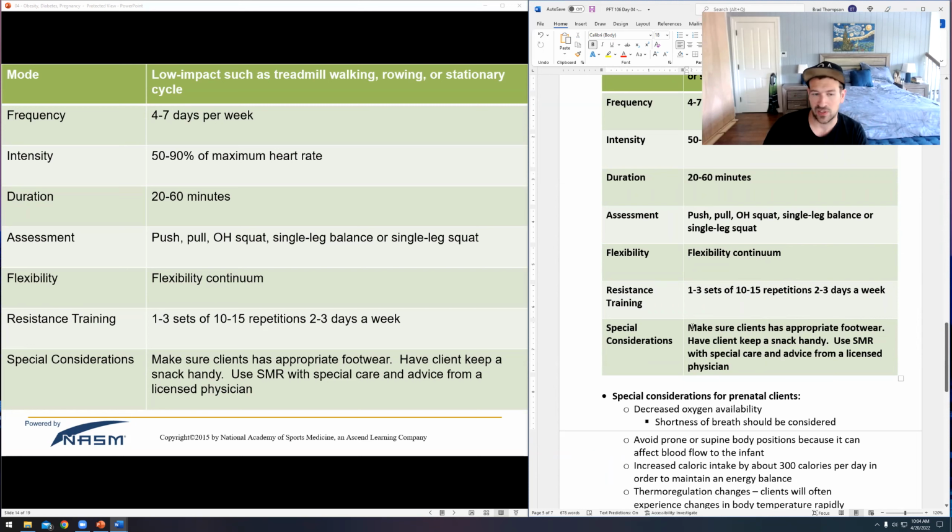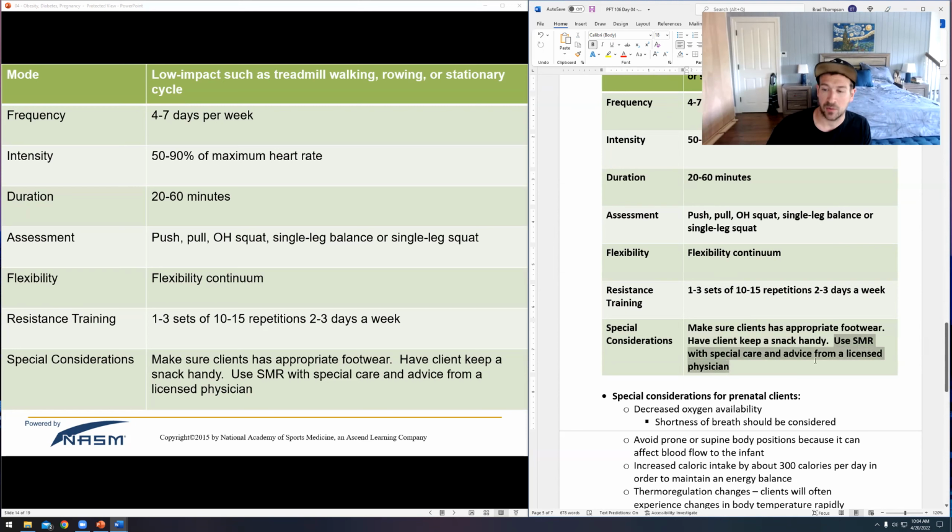And then, like I said, special considerations: make sure they have the appropriate footwear. Always have a snack handy. I've had clients make the mistake where they get slammed in the morning, they run out of time, and then they take their insulin a little too close to the training session, and their blood sugar levels just fall through the floor mid-session, so they get a little woozy. Make sure you have a snack handy so you can get those blood sugar levels back to neutral.